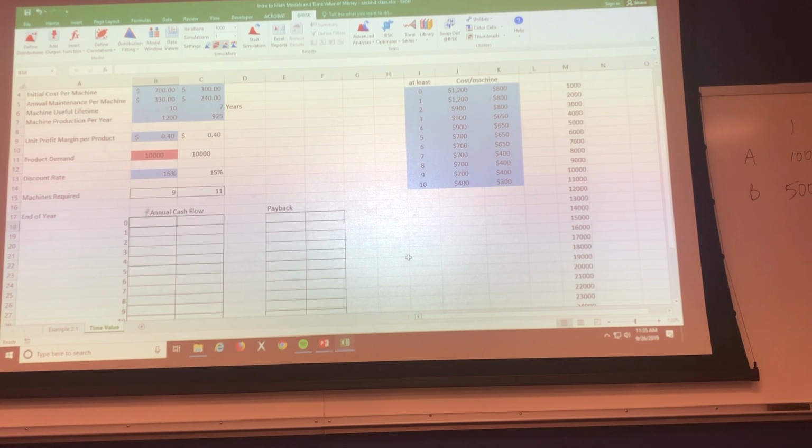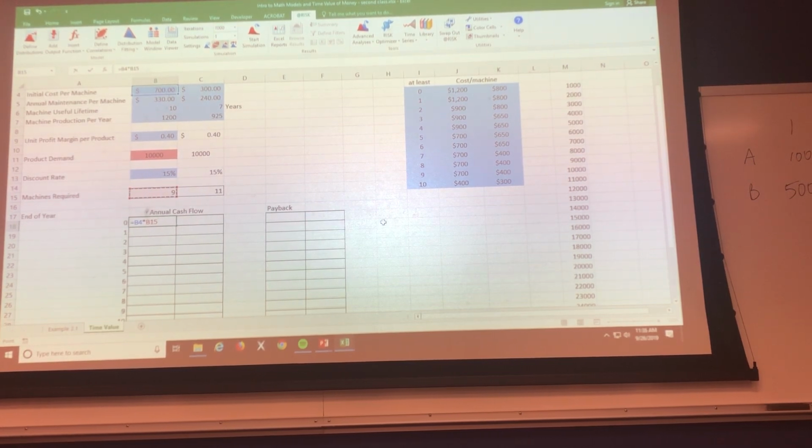And this is very often the case that in time zero, whatever, year zero, quarter zero, that you have some initial outflow of cash. In our case, the initial outflow of cash is doing what? Buying the machines. So we have $700 per machine. We're buying 9 machines.